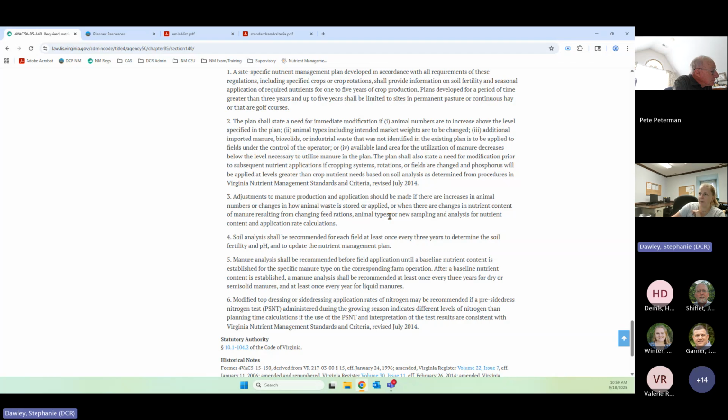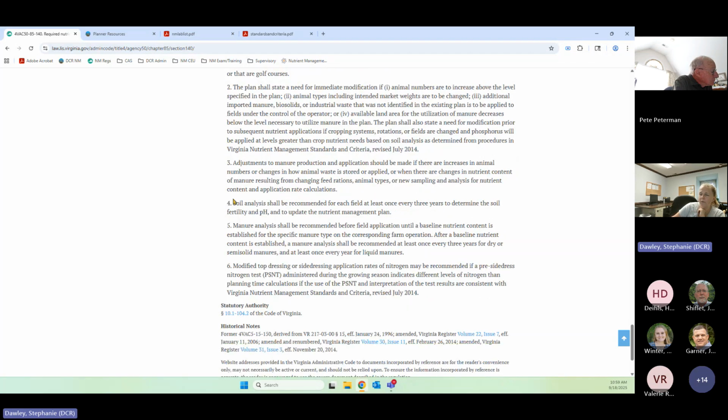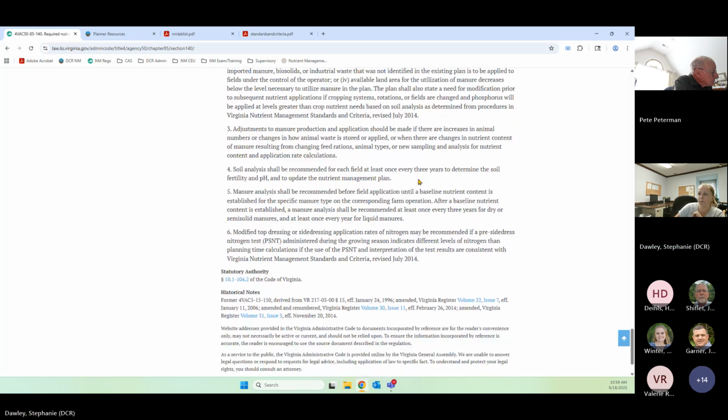Adjustments to manure production and applications. If there is an animal number change or how it's stored, you want to adjust that as well. And then down in here is where we recommend that soil tests be taken once every 3 years. You can do that more often. Some farmers do, they like to do it yearly. You don't necessarily need to do that. It can be a big undertaking, but the more recent the soil test, the more accurate the plan is going to be. Manure analyses, we recommend once every 3 years, once there is manure to be established.